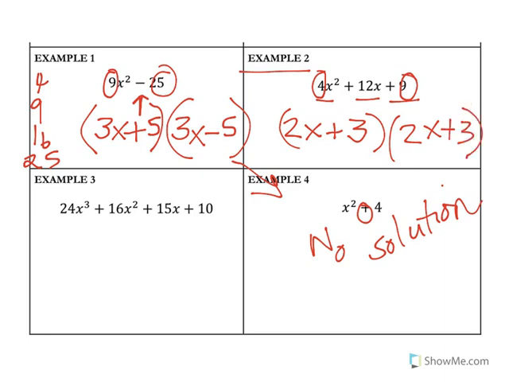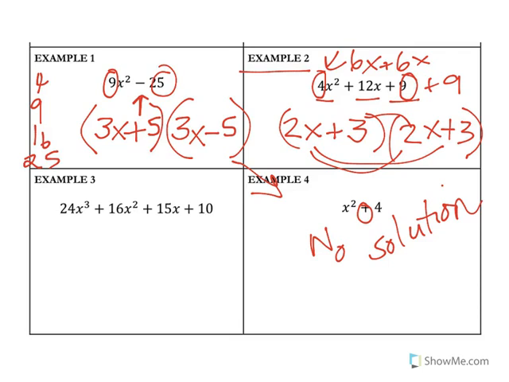But what if this doesn't seem right? Let's check it. 2x times 2x, 4x squared. 2x times 3, 6x. 3 times 2x, another 6x. And 3 times 3, 9. So I can check it. I can always check it by using the multiplication method, either FOIL or whatever you preferred when you learned how to multiply binomials.